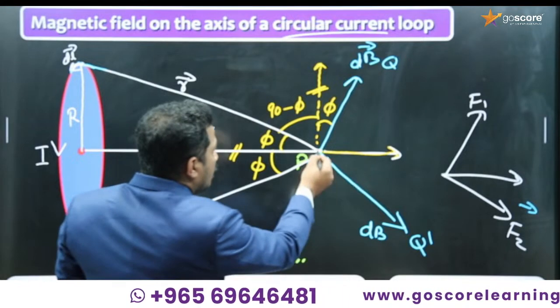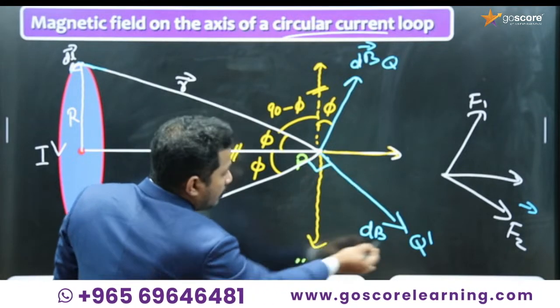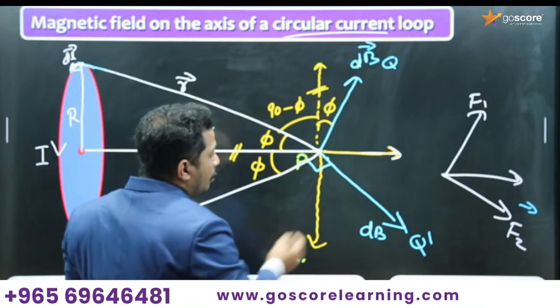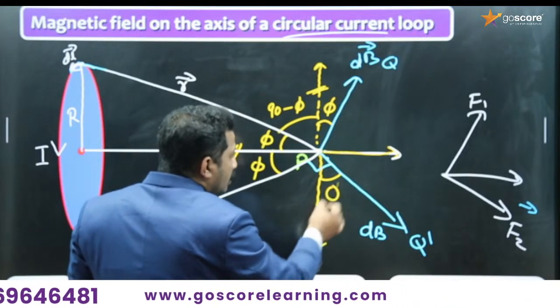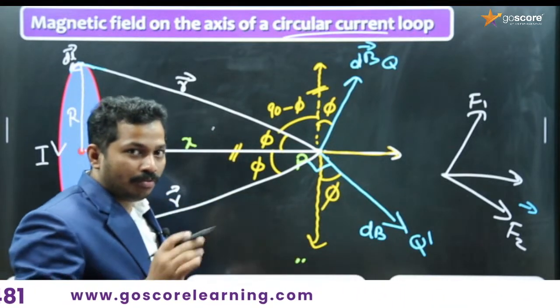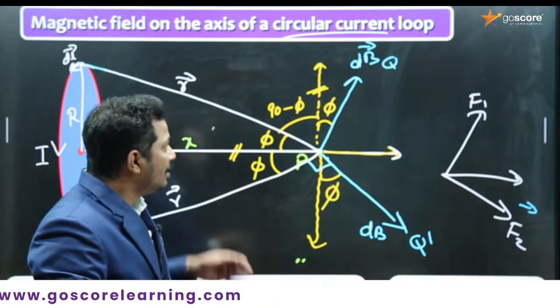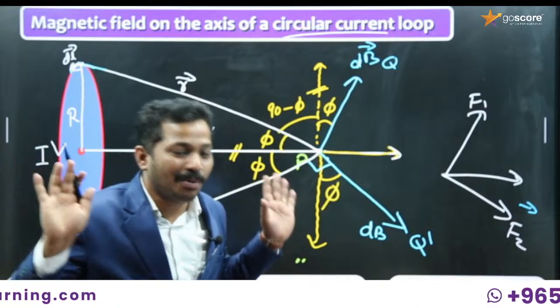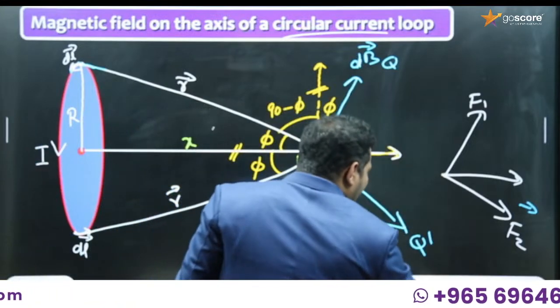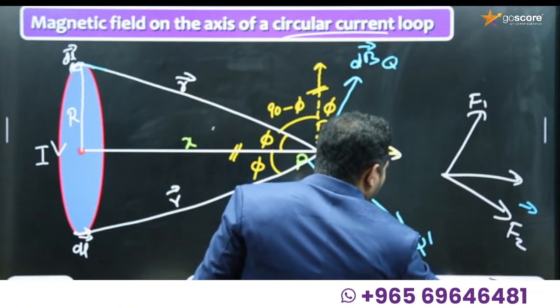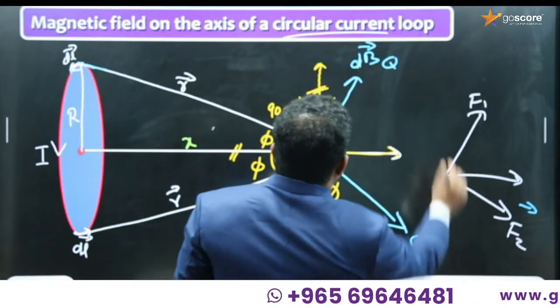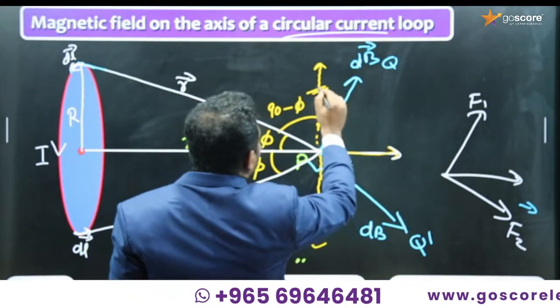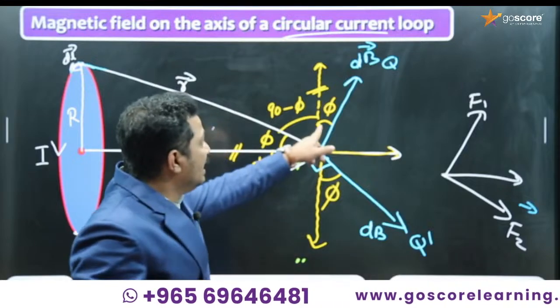Same as splitting this dB into its rectangular components. What will be this angle? Again it is phi. Is that okay? So don't worry about these geometrical identities. You can simply write it like this: this is phi. That's okay, no problem. So this is phi. Then this component is near to phi, right?